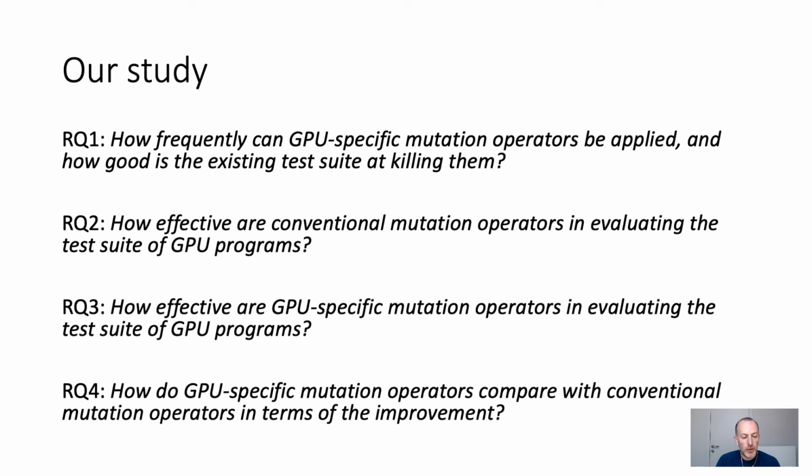Now, our study revolves around 4 research questions. The first one is, how frequently can GPU-specific mutation operators be applied, and how good is the existing test suite at killing them? The second question goes into how effective are conventional mutation operators in evaluating the test suite of a GPU program. The third question is, how effective are GPU-specific mutation operators in evaluating the test suite of GPU programs? Finally, the fourth research question dives into how GPU-specific mutation operators compare with conventional mutation operators in terms of the improvement.